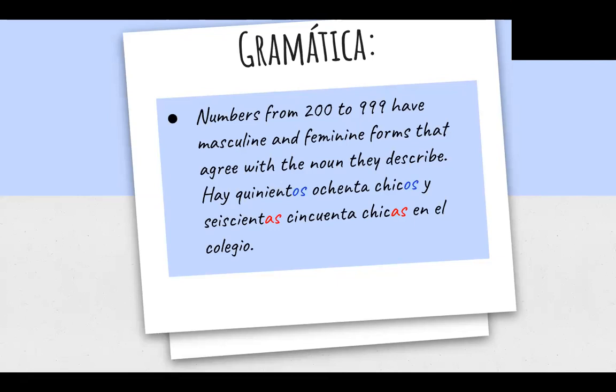We tend to use the masculine version of the number as the neutral form of it, unless I'm referring to females, or if I'm using a feminine noun, then I need to be mindful. In this case, I'm talking about girls, chicas. So if I'm talking about chicas, I cannot say seiscientos because it would not match my noun. So I need to make sure that I change seiscientos to seiscientas cincuenta chicas so that it matches my feminine noun. So notice how I have seiscientas ending with AS and then chicas ending with AS, all right? Same thing for the masculine form. It's usually not a problem unless you have a feminine noun.